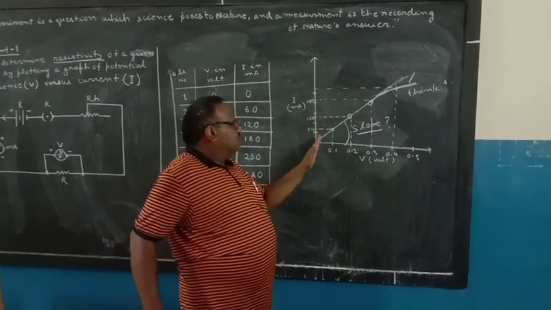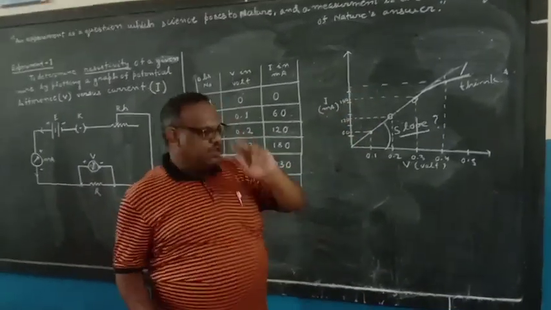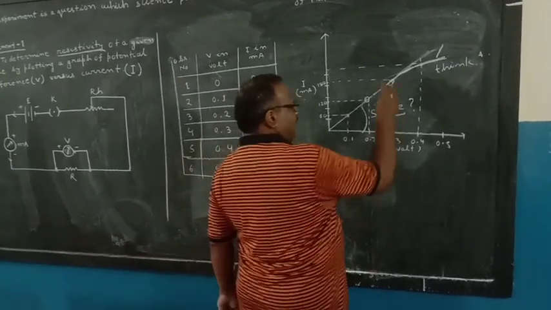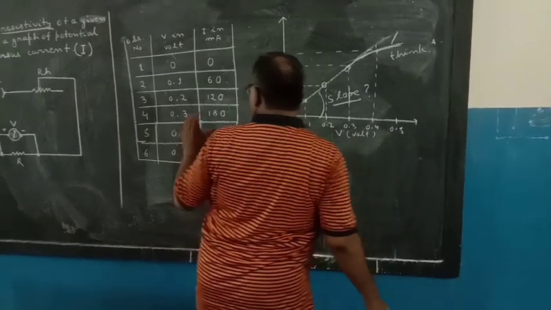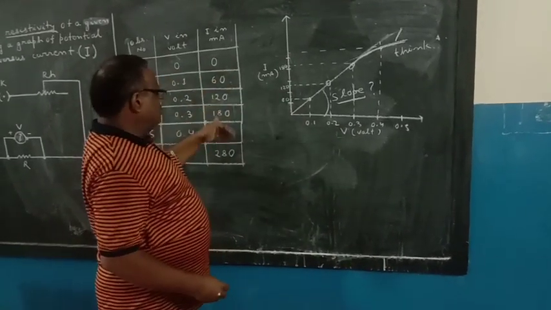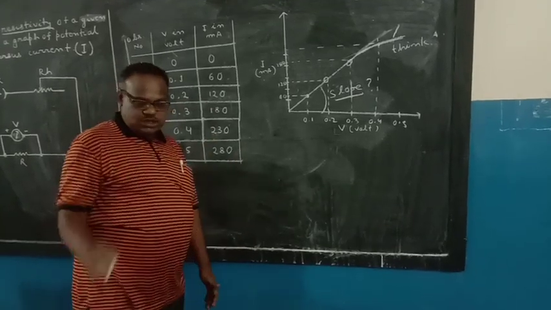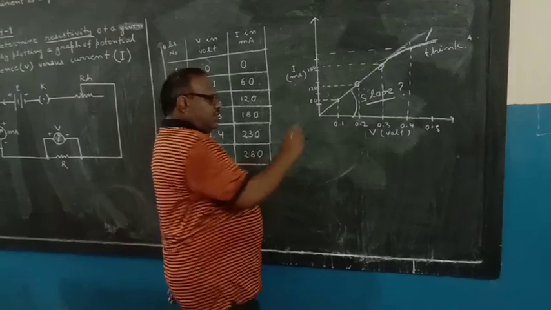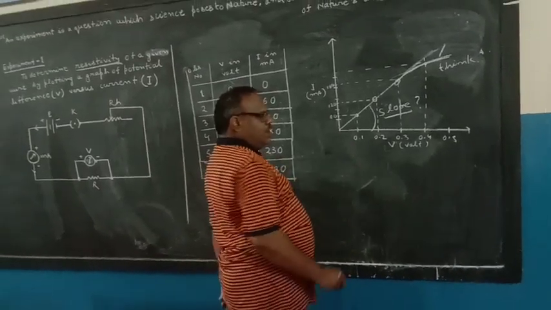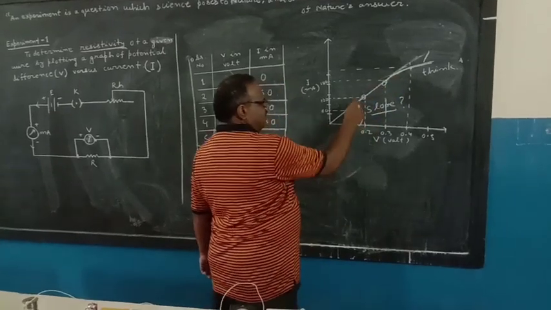If the current is more, there will be a heating effect, as a result of which, if you take it correctly, the graph will be like this. Sometimes students, after doing one or two readings, take the others in that proportion. Actually, if you do the experiment, it will not be like that. So while finding the slope, you take the maximum number of points which are on the straight line and take the slope.